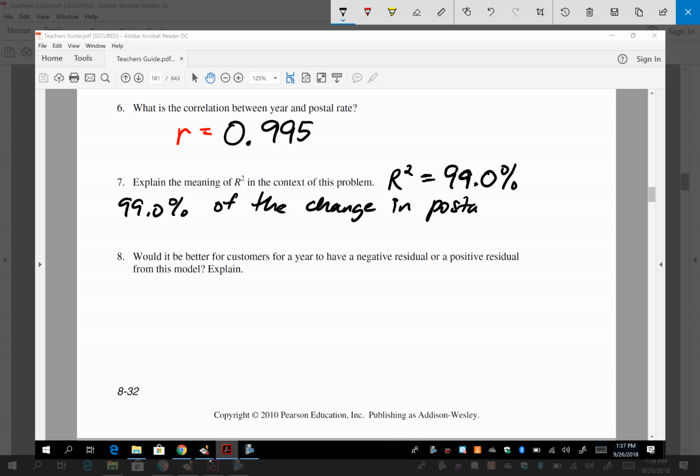99.0% of the change in postal rate can be explained by the year. And so since that number is really close to 100%, is there really anything else that goes into determining how much stamps are? No. It's literally just the year.